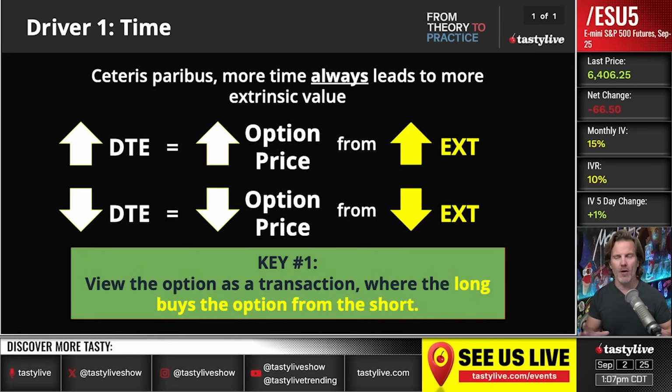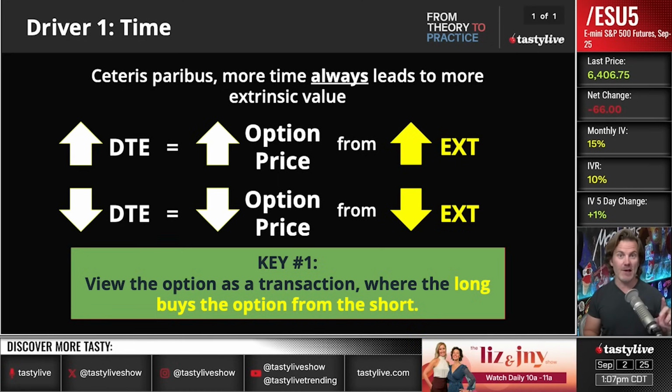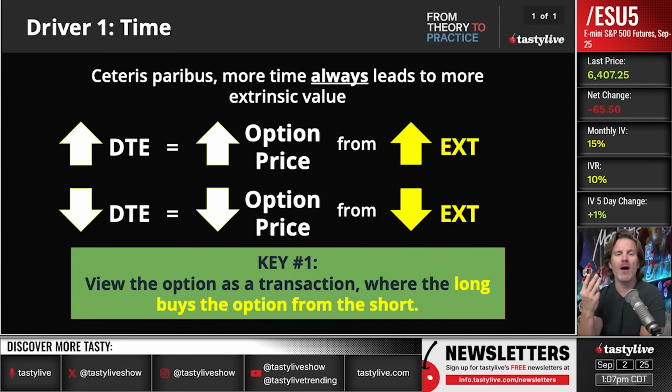It's no different here. This is going to help you immensely when it comes to understanding time and the next factor tomorrow, and then the next factor the following day. So if we think about that relationship between time and extrinsic value and the long side and the short side, when you start to think about how time impacts extrinsic value, of course, more days to expiration is going to increase the option's price because there's increased extrinsic value. Fewer days to expiration is going to decrease the option price because there is less extrinsic value.